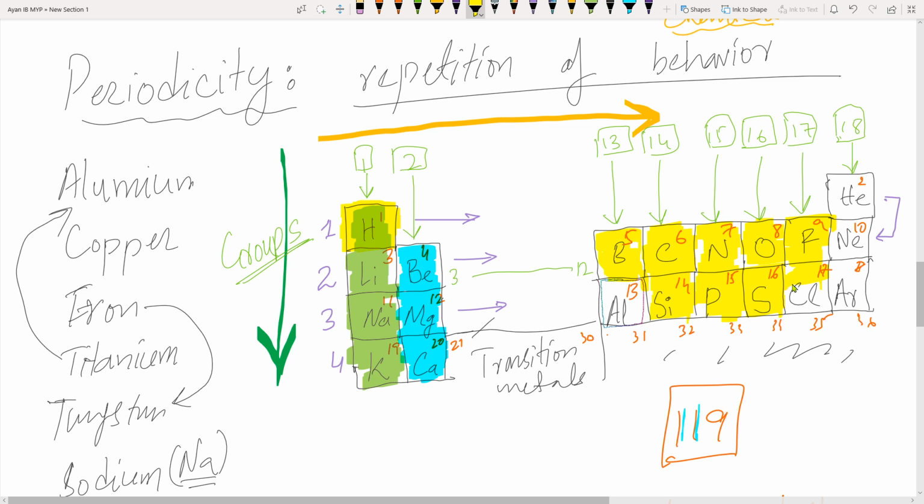Now these are reactive nonmetals. These I'm just going to change the color a little bit more, right? I'm going to make them pink, because these are the least reactive, right?